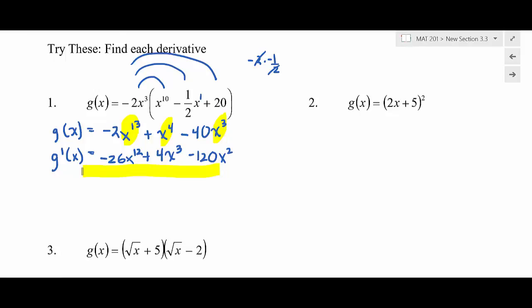Okay, all right, now when you do this next one, you have to multiply this out first. Okay, you can't bring the 2 down and do stuff like that.